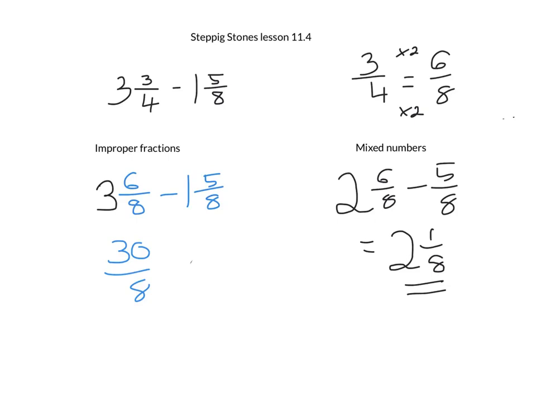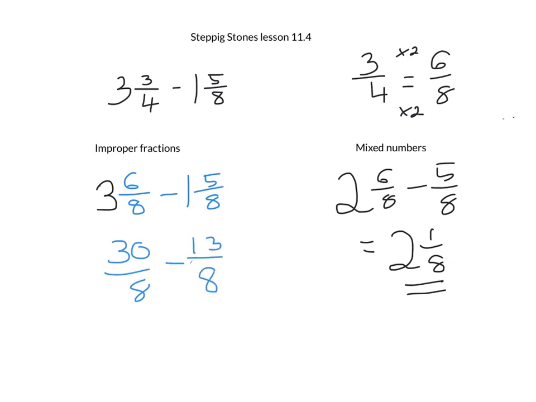So in 1 whole cake, I've got 8/8, plus I've got 5/8 more. 8 add on 5 is 13. So what I've done is, remember the rule, 8 times 1 is 8, add on 5 is 13. So I'm going to take away 13.